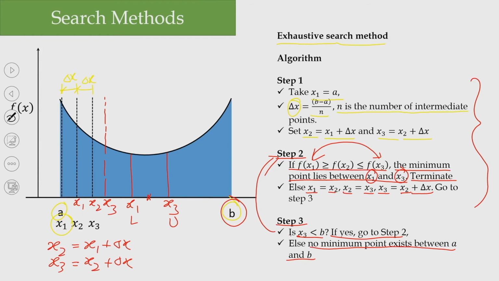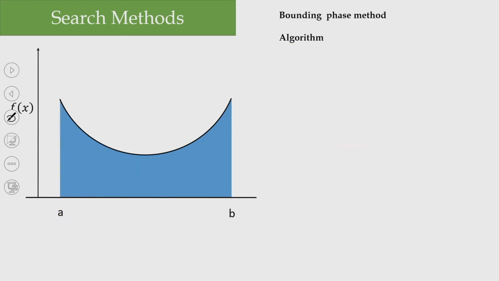But anyway, because we have a very narrow region, if we apply that algorithm, it will not take much time to get the optimal solution of this particular problem. Okay. So, this is one algorithm to bracket the optima. Let us see the other one.